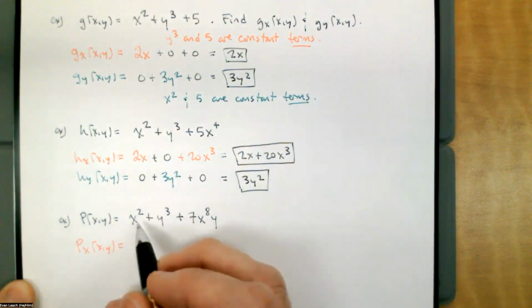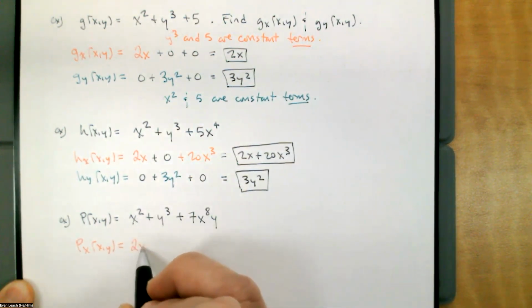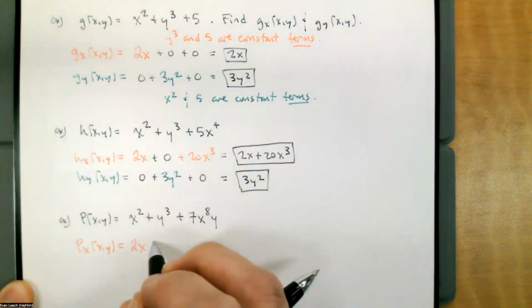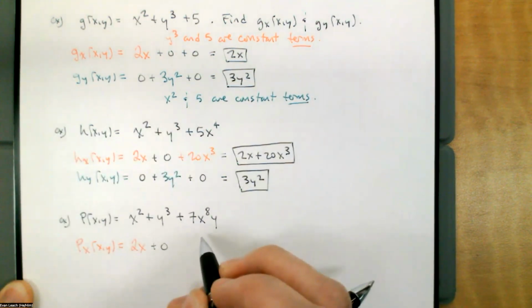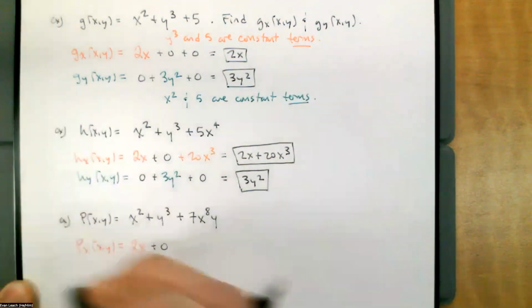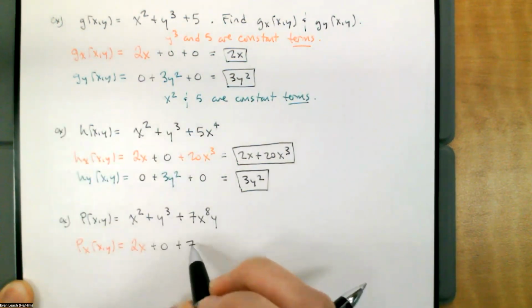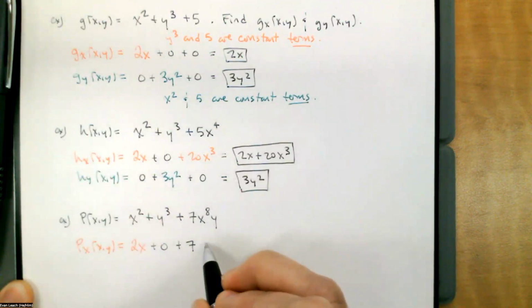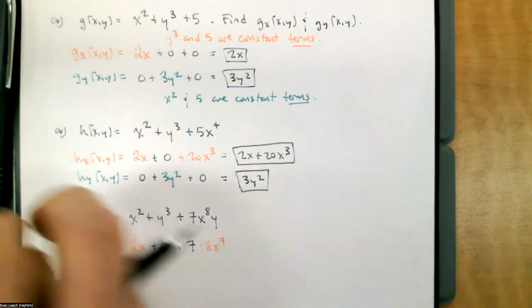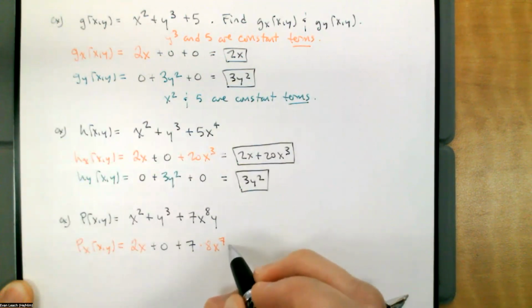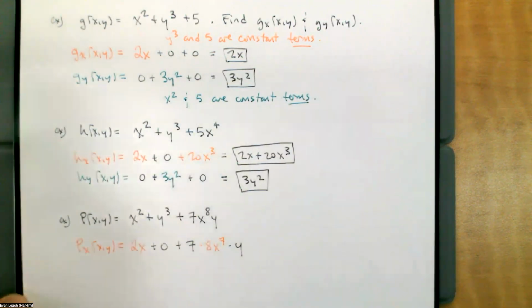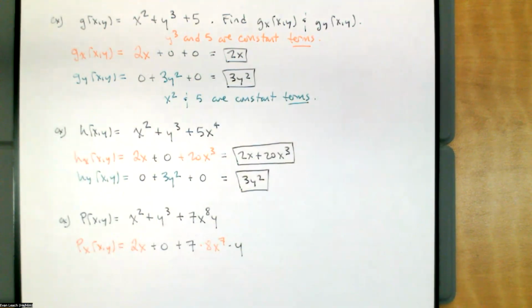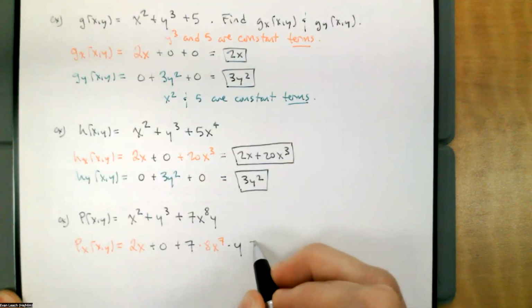So with the derivative with respect to x, the derivative of x squared is 2x. Y cubed is a constant term, so the derivative is 0. The derivative of 7x to the 8th, 7 is a constant factor, it stays. The derivative of x to the 8th is 8x to the 7th. And the y, we're not worried about it, it's a constant factor. So we've got to make sure that we can identify our constant terms versus our constant factors, so we don't zero out things when we should be keeping them, or keep them when we should be zeroing them out.